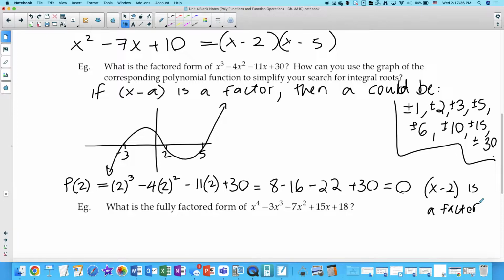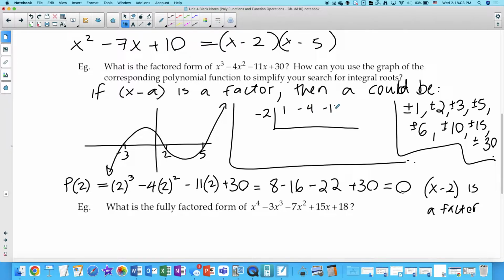Okay? So what we're going to do now, and I'm just going to do it here because I'm running out of space, is I'm going to factor that out and see what would be left. So I'm going to do synthetic division now. I'll put my 2 out there, and then I'm going to copy the coefficients of the terms, 1, negative 4, negative 11, 30. And bring this down, 2, add, negative 2, negative 4, add, negative 15, 30, and this is now 0.